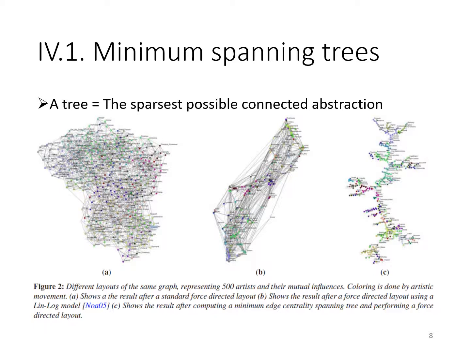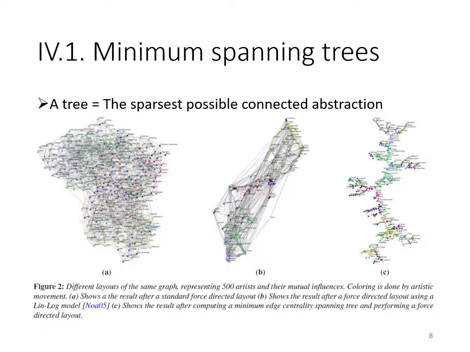In figure 2, A shows the result after a standard force-directed layout, and it succeeds in keeping artists with identical movements somewhat together, but obscures connectivity information. B shows the result after a force-directed layout using a LinLog model, and it manages to roughly group nodes in clusters, although it is not always clear why some nodes are clustered together and other groups are split apart. Regardless, the large number of edges in both these representations makes them hard to read.